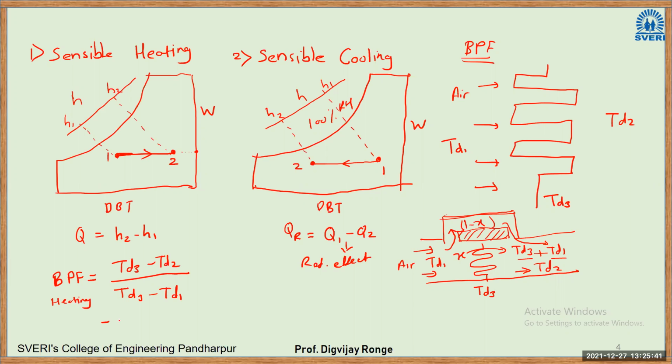If it is the cooling case, we just have to change the sign here. So it will be TD2 minus TD3, because TD3 is the cooling coil temperature, over TD1 minus TD3. So this is for cooling purposes. Okay, so write down the bypass factor formula.